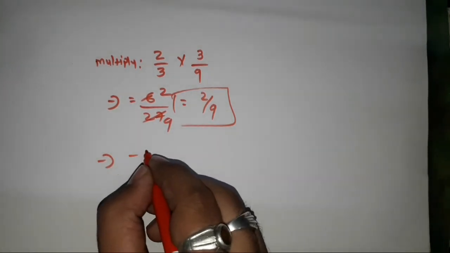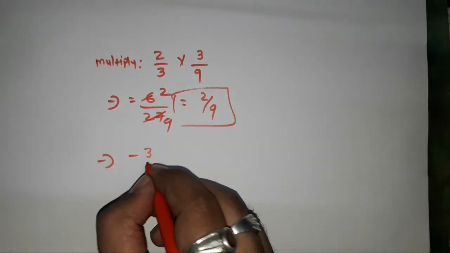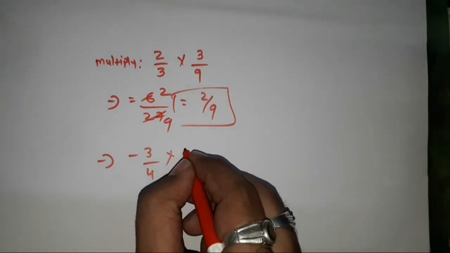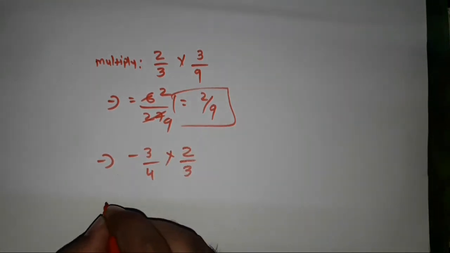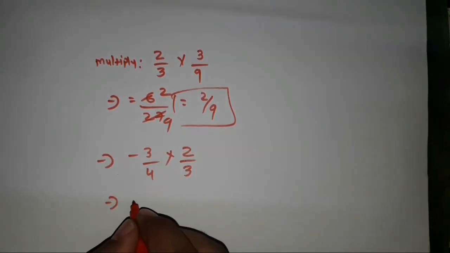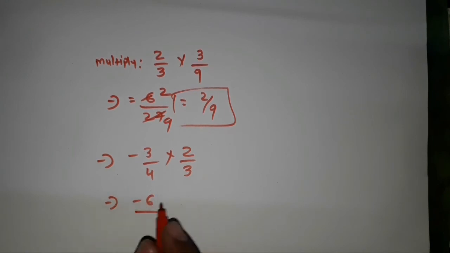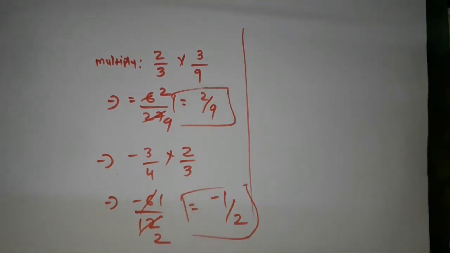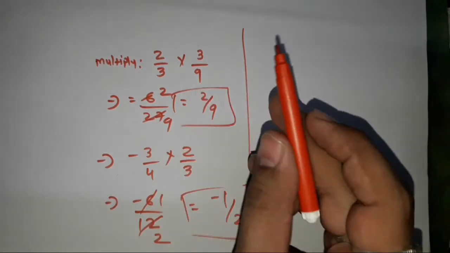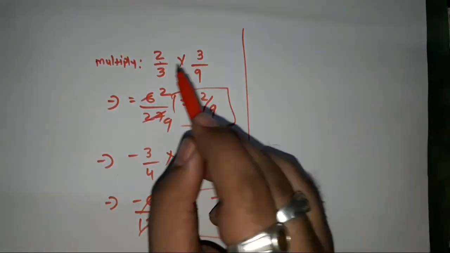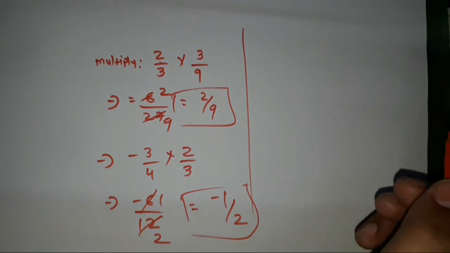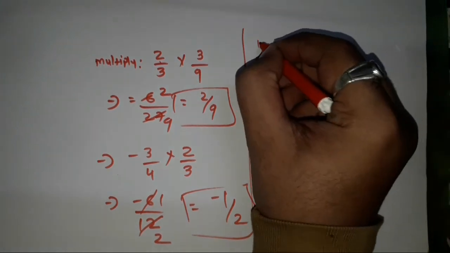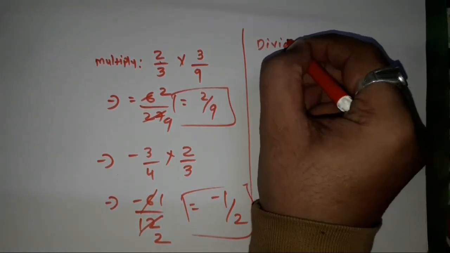Same for negative. For example, minus 3 upon 4 multiplied by 2 upon 3. So again minus 3 2s are 6, so here it will become minus 6. 4 3s are 12. So 6 2s are 12, so here it will be 1. So minus 1 upon 2 is our answer. So for multiplication, we can directly multiply numerator with numerator and denominator with denominator. And how can we divide two rational numbers?